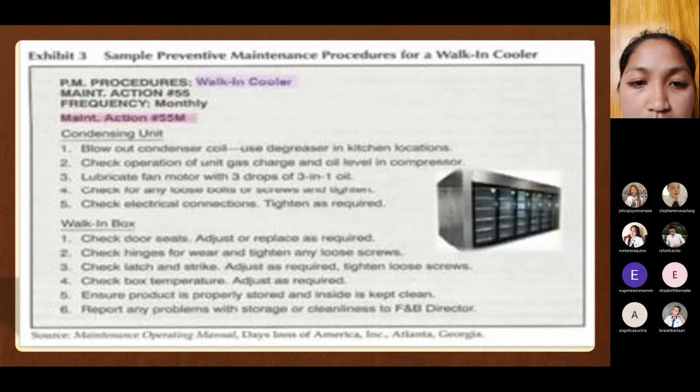Check box temperature, adjust as required. Ensure product is properly stored and inside is kept clean. The last one, number 6, report any problem with storage or cleanliness to F&B director.